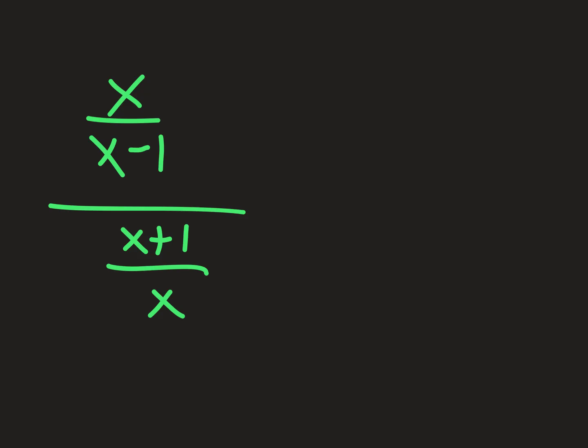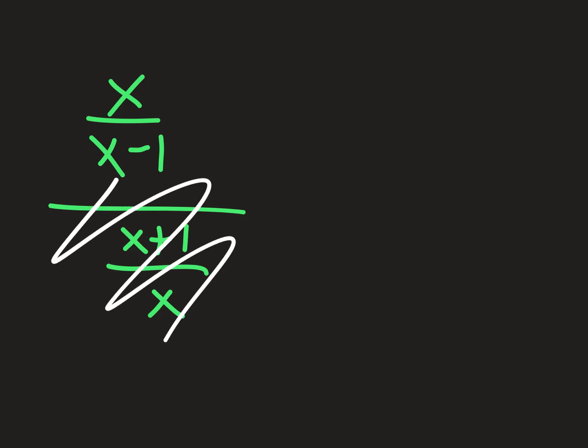Cooper, it's you this time. I'm going to scribble this out because I don't want to divide by that. Instead, I should times by what? X over x plus 1.